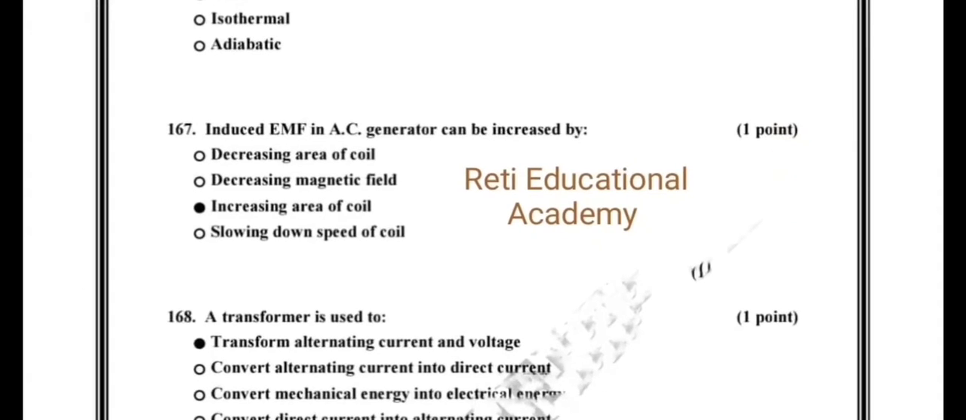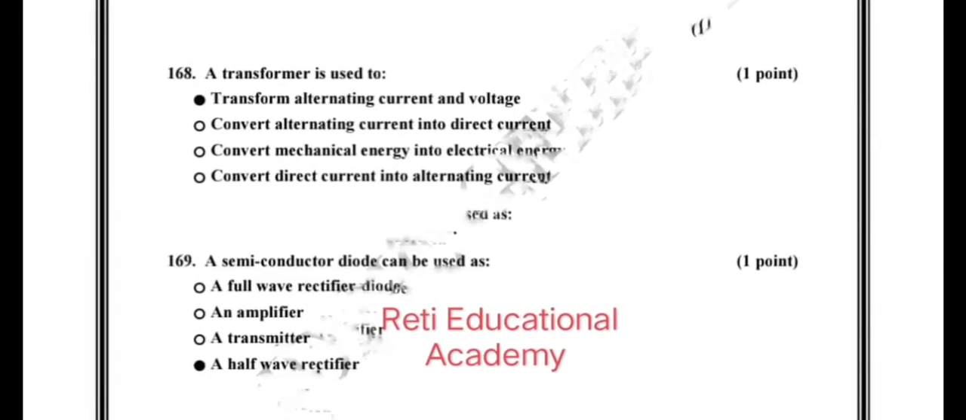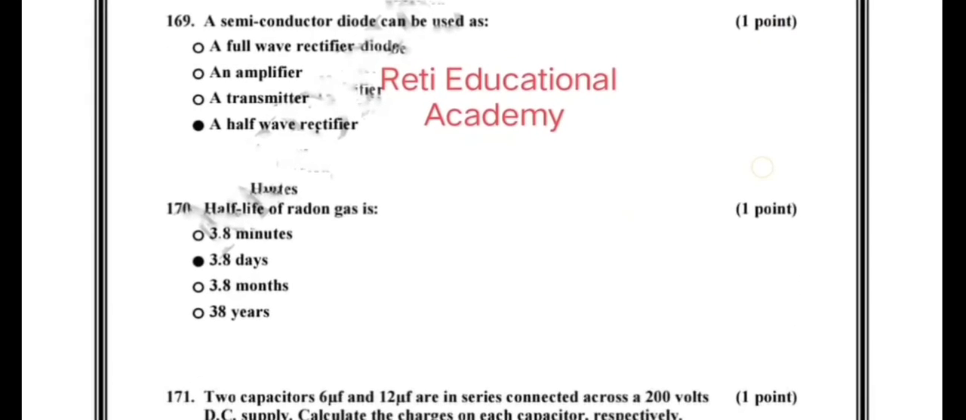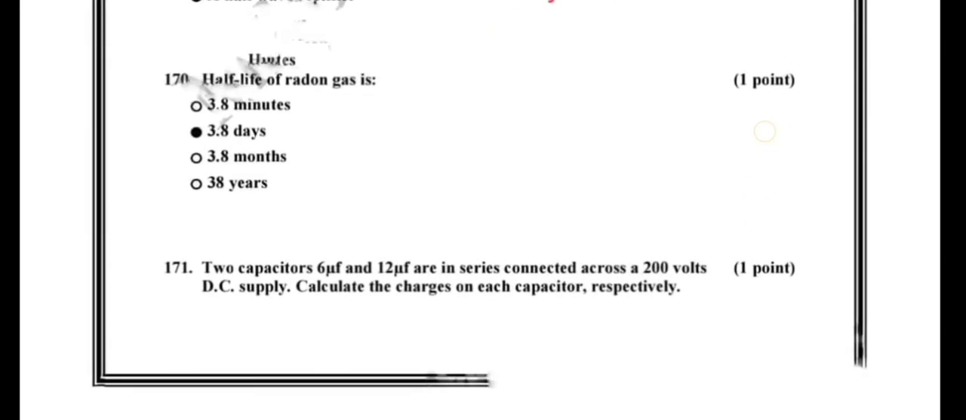Question number 167. Induced EMF in AC generator can be increased by increasing area of coil. Question number 168. A transformer is used to transform alternating current and voltage. Question number 169. A semiconductor diode can be used as a half wave rectifier. Question number 170. Half-life of radon gas is 3.8 days.